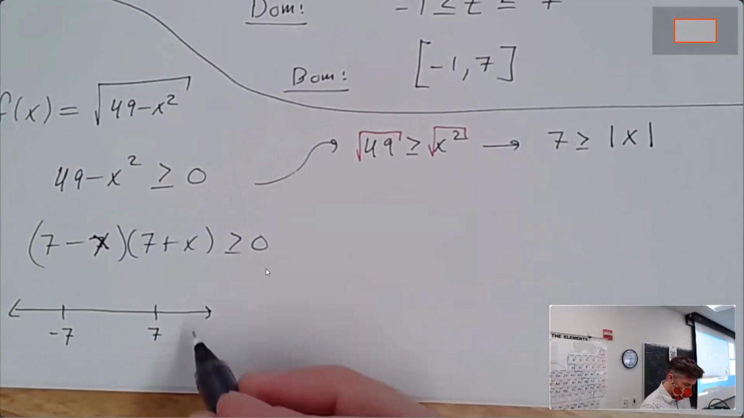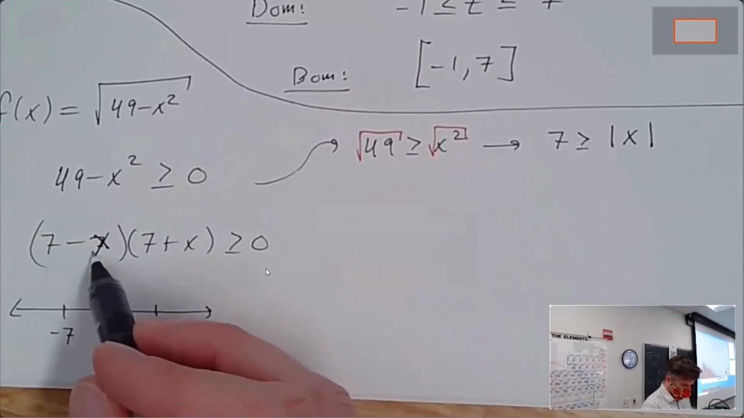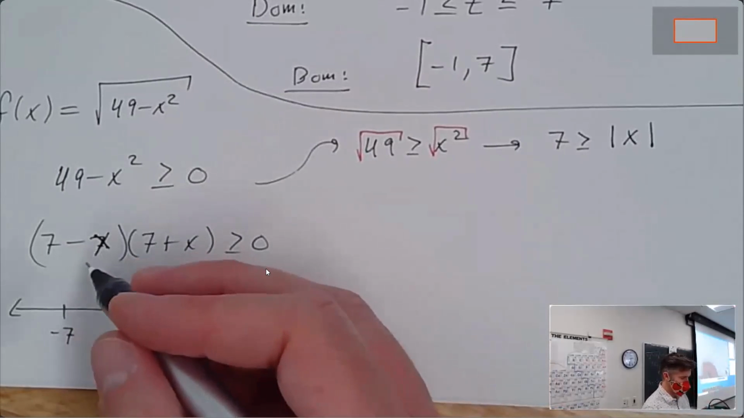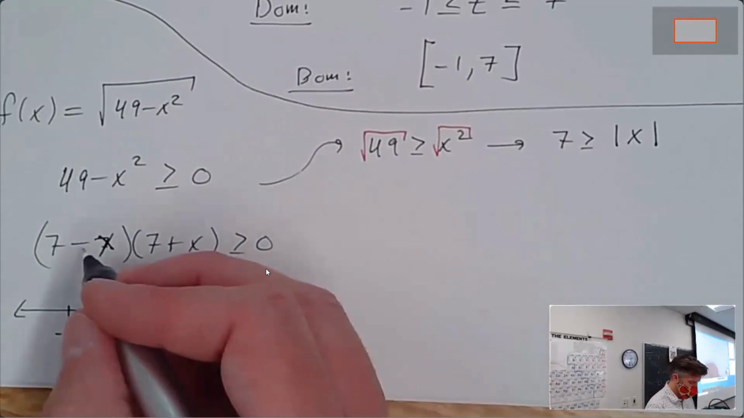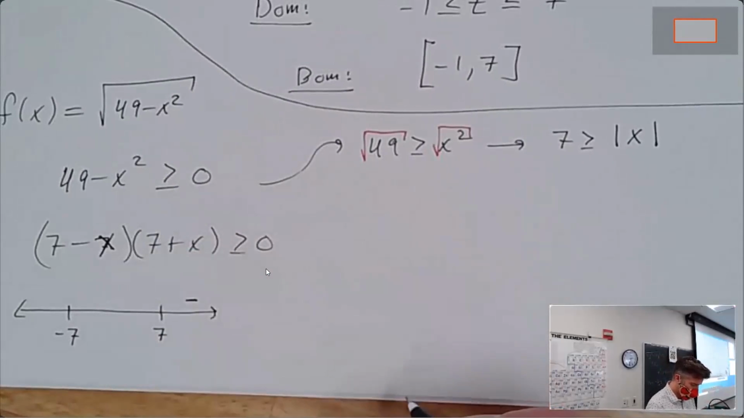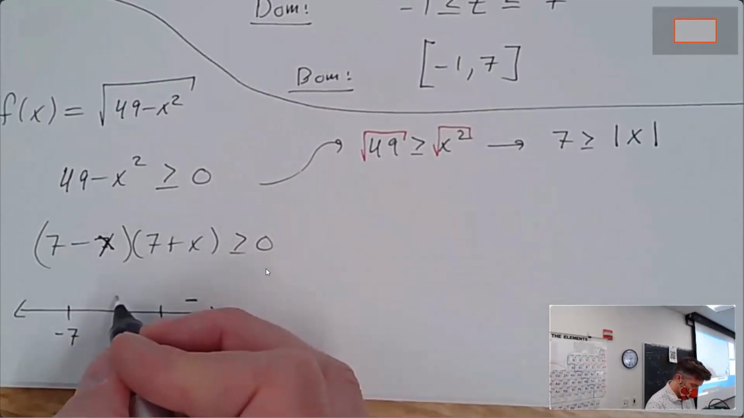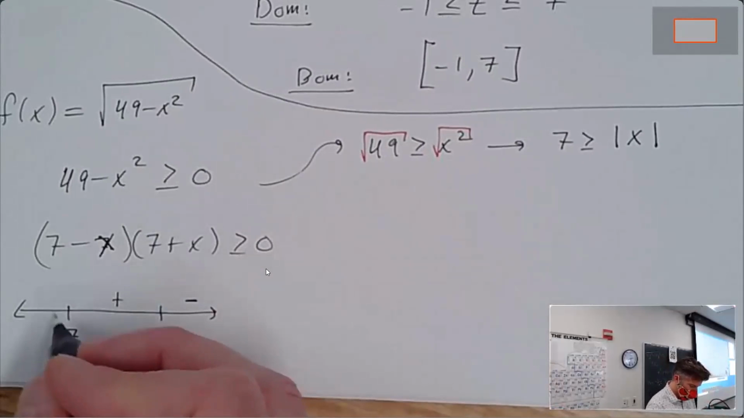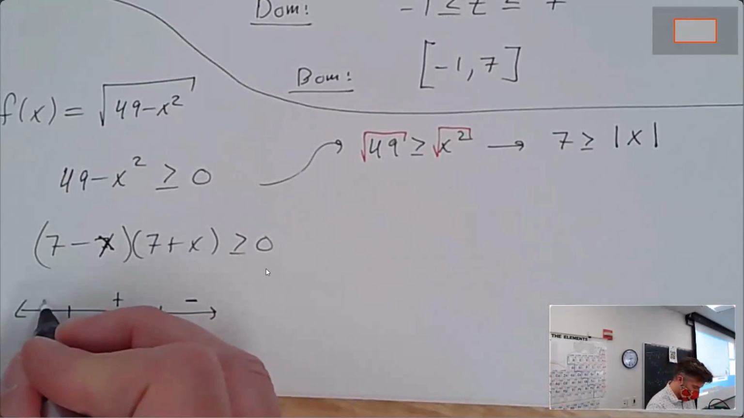And then I'm going to pick numbers like 8. 7 minus 8 is negative, and 7 plus 8 is positive. And then negative times a positive, it's negative. Picking 0, we get a positive times a positive. Picking -8, we get a positive times a negative.